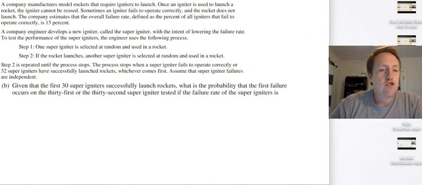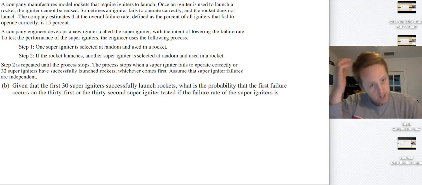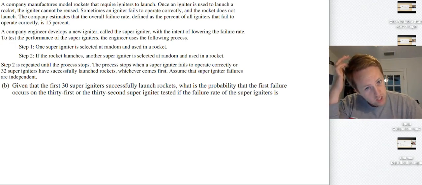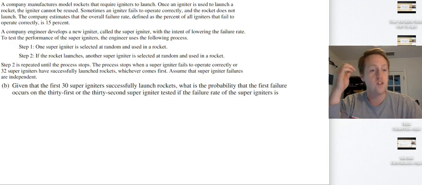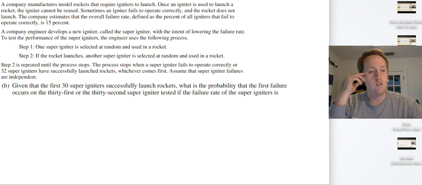A company manufactures model rockets that require igniters to launch. Once an igniter is used to launch a rocket, the igniter cannot be reused. Sometimes an igniter fails to operate correctly, and the rocket does not launch. The company estimates that the overall failure rate, defined as the percent of all igniters that fail to operate correctly, is 15%. A company engineer develops a new igniter called the superigniter, with the intent of lowering the failure rate.